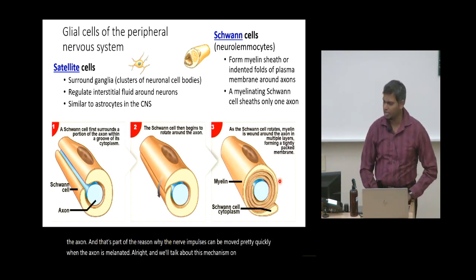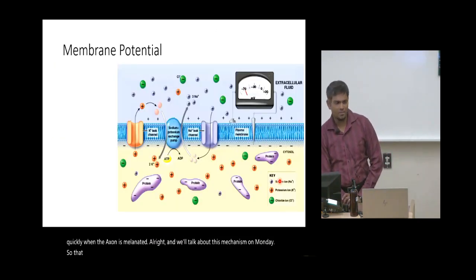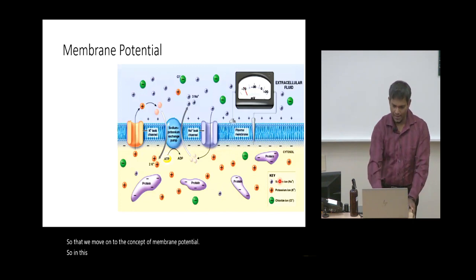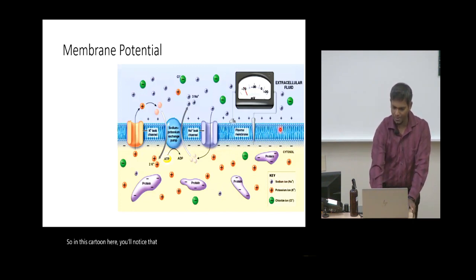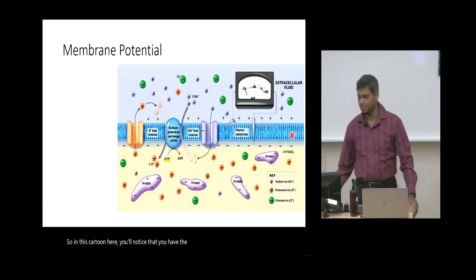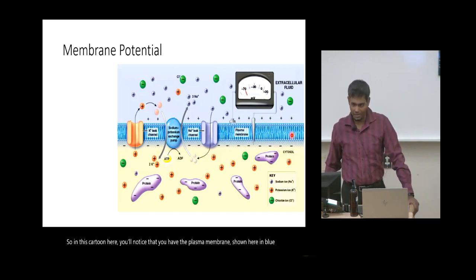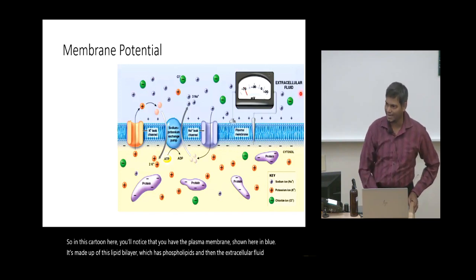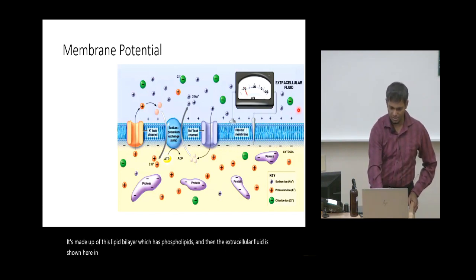With that, we move on to the concept of membrane potential. In this cartoon you'll notice the plasma membrane shown in blue. It's made up of a lipid bilayer of phospholipids, and the extracellular fluid is shown in purple, and the cytosol is shown in yellow.